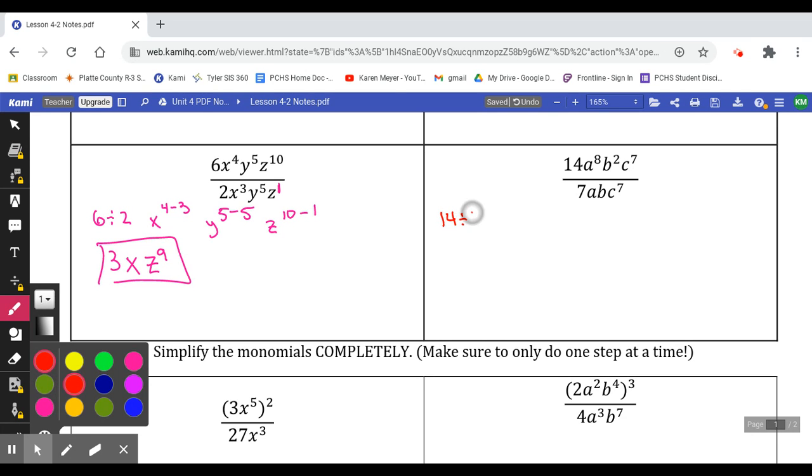Coefficients, divide them out. 14 divided by 7 is 2. I'm going to put in magic little ones for any of my exponents that are missing. So for a, I would have 8 minus 1, which would be a to the 7th. For b, I would have 2 minus 1, which would be b to the 1st, or just b. And for c, 7 minus 7 is c to the 0. c to the 0 means no c's, so don't even write a c down at all. So the final answer is 2a to the 7th b.